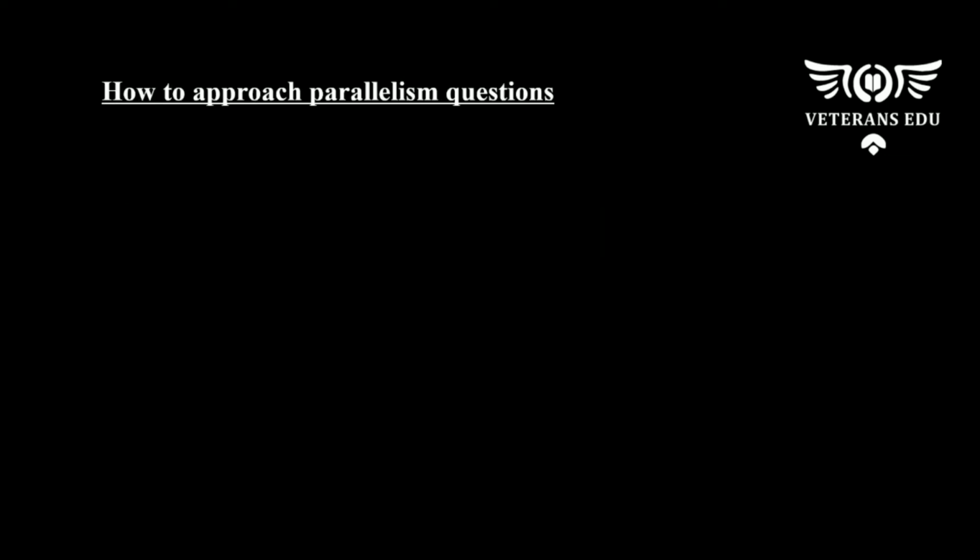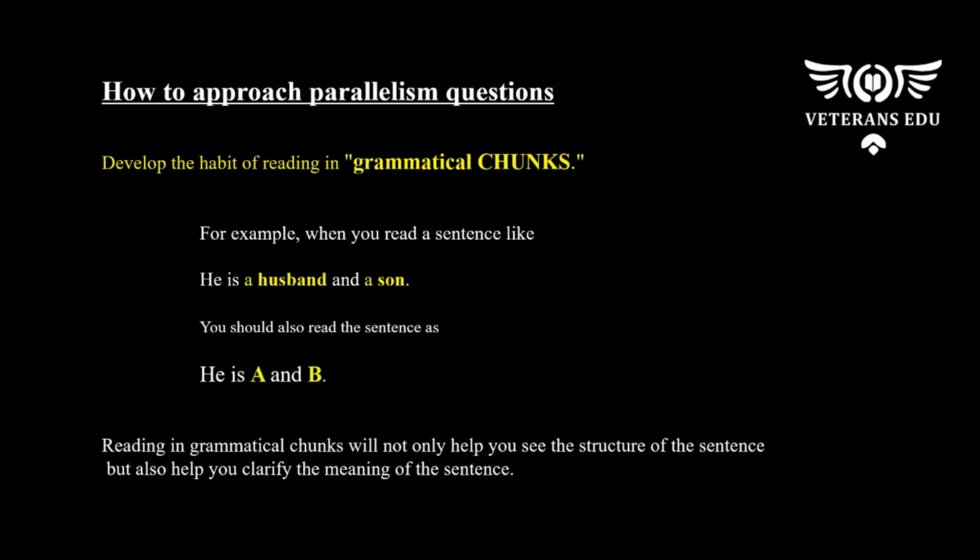Now that we've learned the basics, I'm going to teach you how to approach parallelism questions. First, we have to develop the habit of reading in grammatical chunks, and this is not just for parallelism, but every other grammar question as well. For example, when you read sentences like "he is a husband and a son," you should also read the sentence as "he is A and B." And when you get used to reading grammatical chunks, this will help you not only see the structure of the sentence, but also understand the meaning much easier.